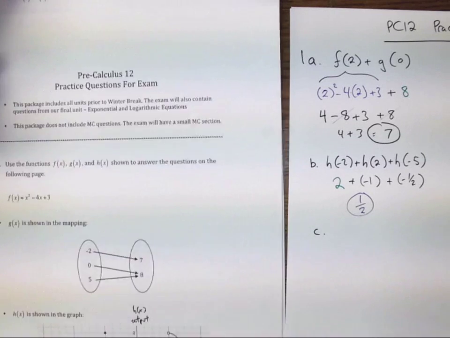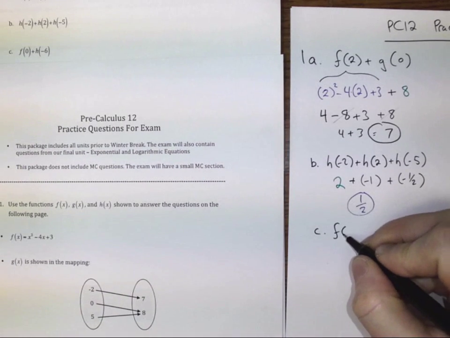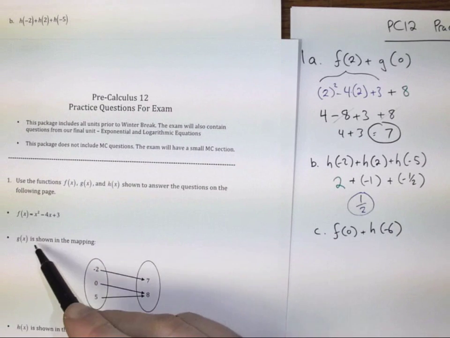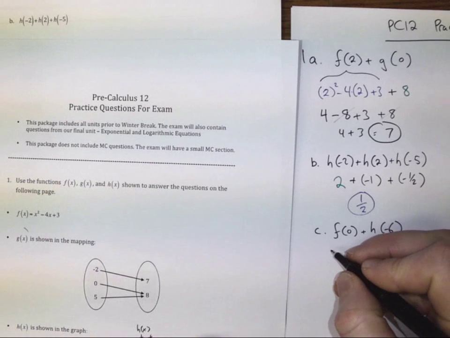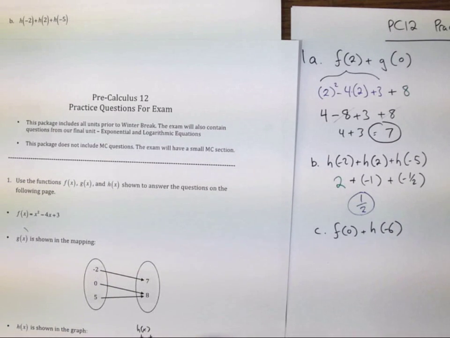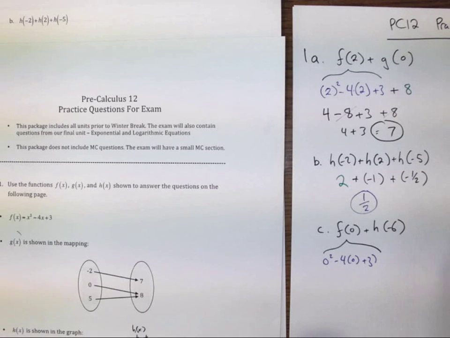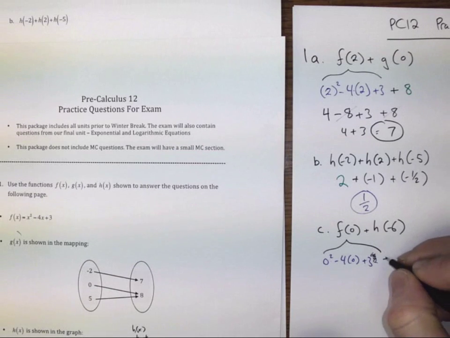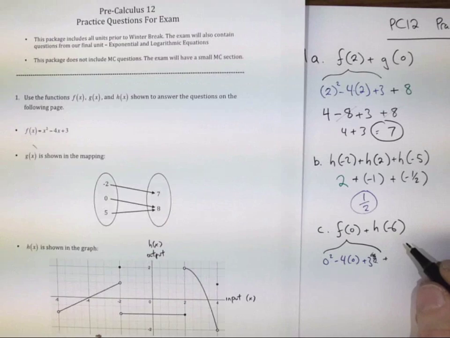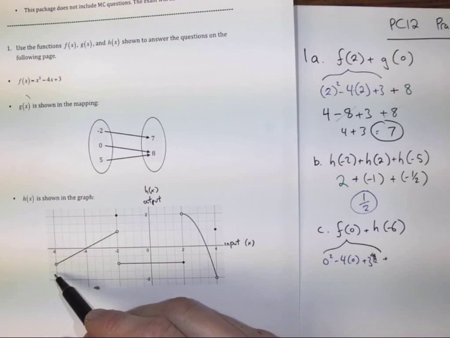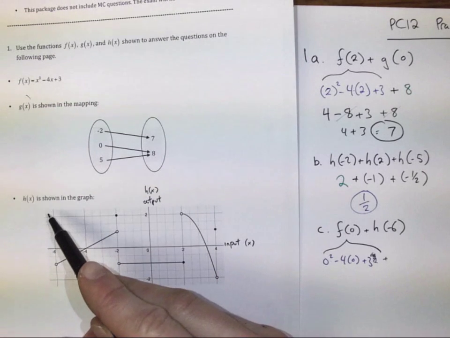All right, moving on. Question C. Okay, f of 0 plus h of negative 6. All right, so my f function is here. If I put in 0 for x, that's going to be 0 squared minus 4 times 0 plus 3. And I don't know why I put that 3 in brackets. And then add to that h of negative 6. So my h function, negative 6. It looks like when x is negative 6, y doesn't seem to have an output at all.